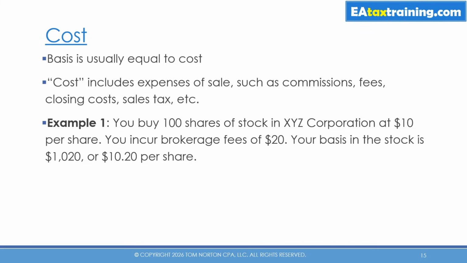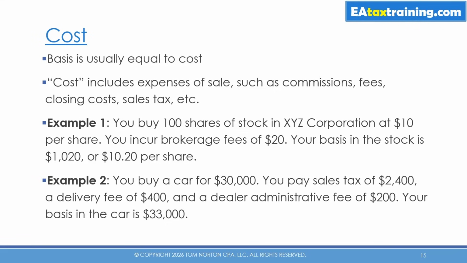So, in our last stock example, we just kind of ignored the fact that usually you're going to have to pay some sorts of fees when you buy stocks. So here we're not ignoring those fees anymore. And you can see that those fees do get rolled into the cost basis of that stock. Example two, you buy a car for $30,000. You pay sales tax of $2,400, a delivery fee of $400, and a dealer administrative fee of $200. Your basis in the car is $33,000. So even though you look at the sticker and it says $30,000, your basis is actually $33,000.